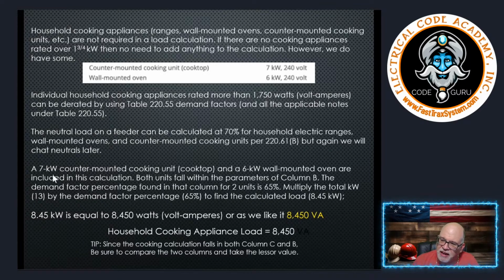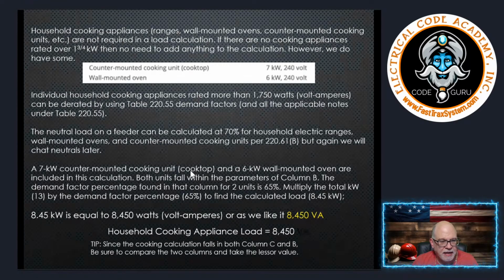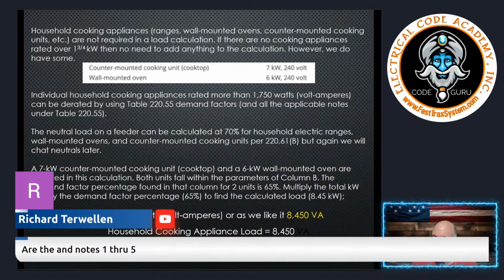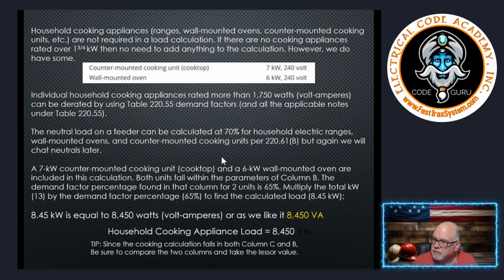We've got a 7 kW counter-mounted cooking unit, cooktop. It's kind of a big cooktop. And there are definitely, as Richard says, a bunch of notes in there which you will learn about over in our range videos. Those are definitely where you would find those. So remember, you've got notes to be aware of. All right, so we're looking right here, and we're going to look at that table in a second.